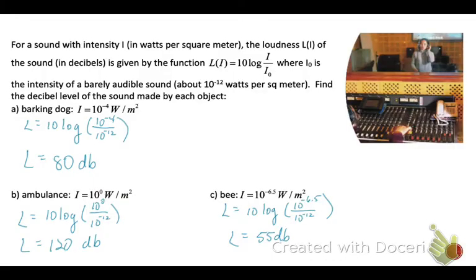All right, that concludes our notes for concept 27, looking at log properties and some applications.